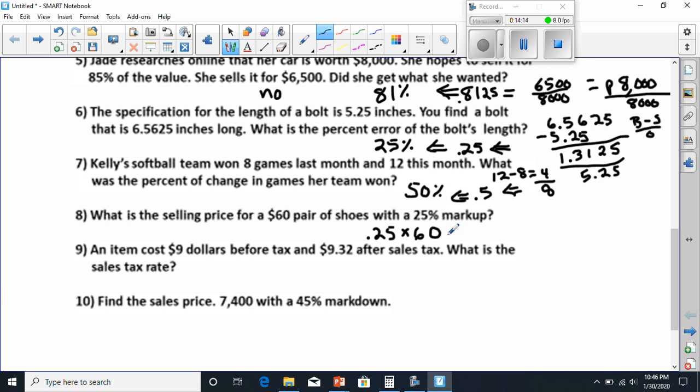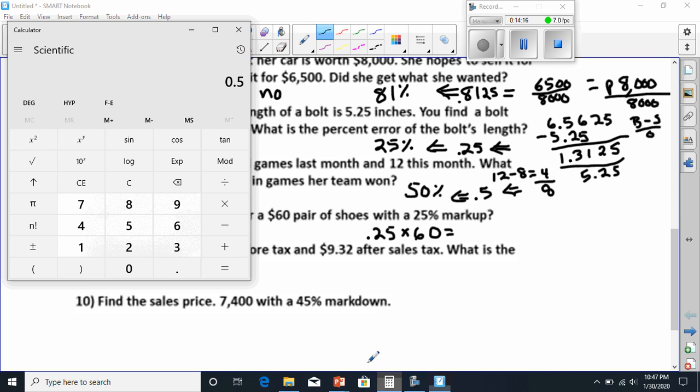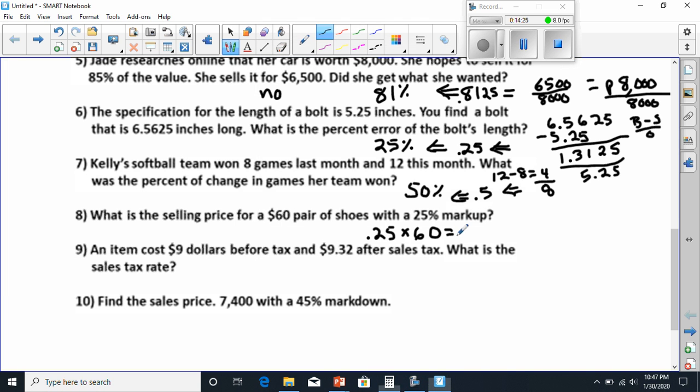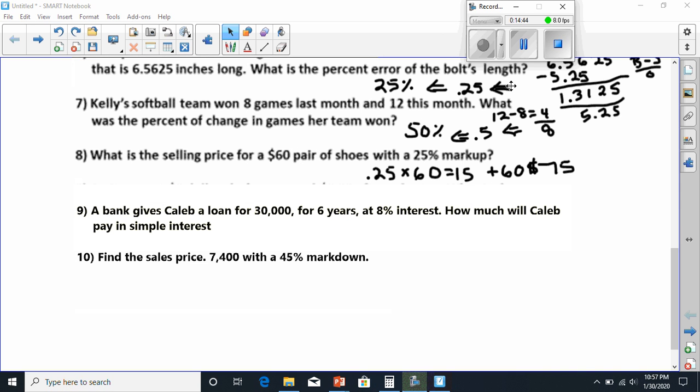Okay, so this is going to be, let's see, 0.25 times 60 is 15. And so now we got to take the $15 and add it to the $60. So let's see, 15 plus 60 is 75. So the new selling price is going to be $75. All right, let's finish this off. I had to make one little correction.